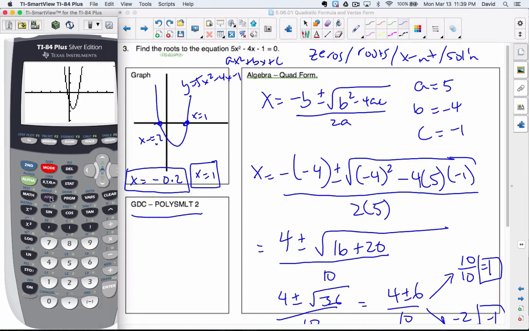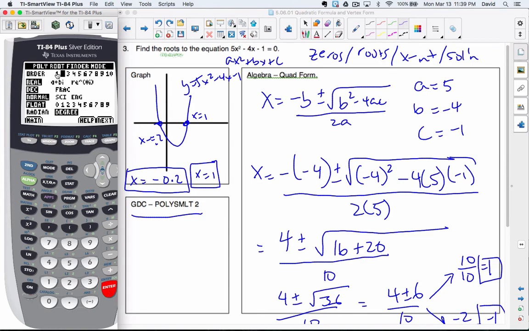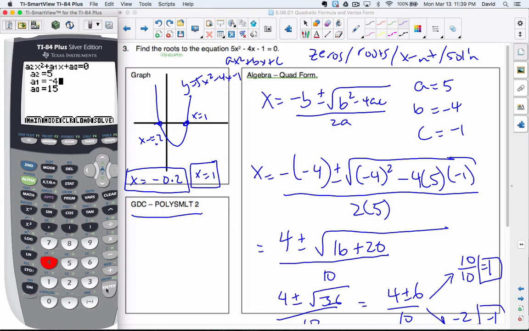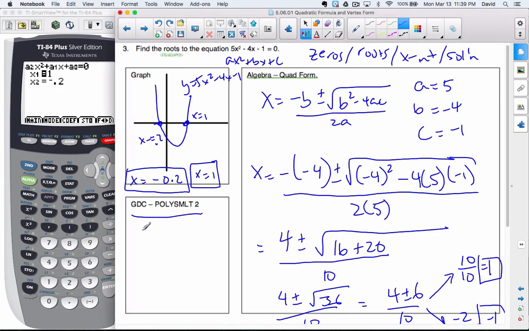All right, so we're back. I'm going to apps for polysimultaneous. I'm looking for number 2. You might have to find it on a different number. And I'm going to do polyroot finder number 1. It is to the degree 2. And I'm going to go next. And I'm going to put in the coefficients of 5, -4 and -1. These are A, B, and C, the ones I've written over here. Enter that in. Then I'm going to solve. And again, I can see that x is 1 and x is -0.2.